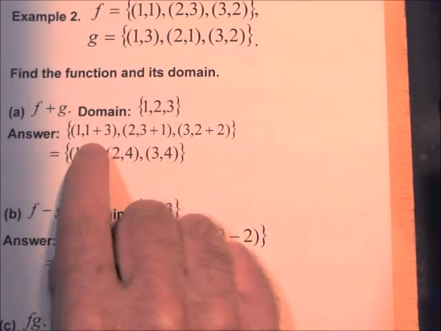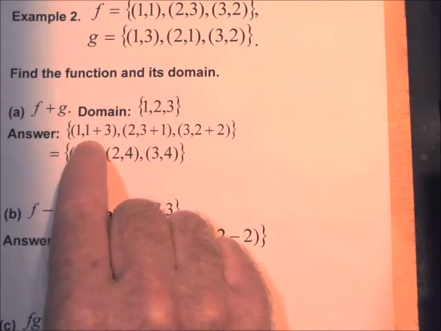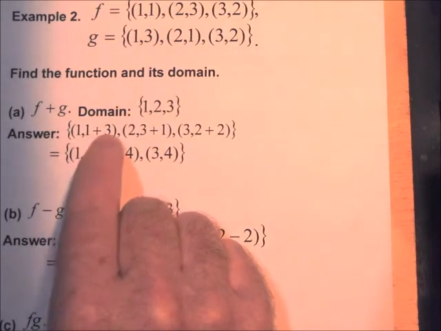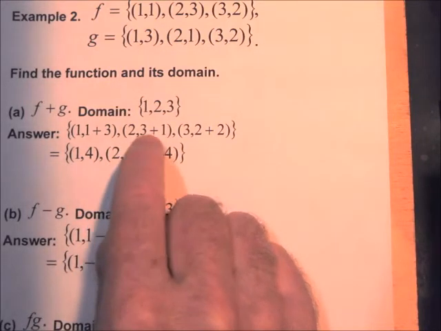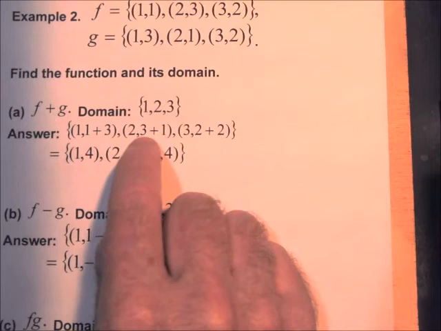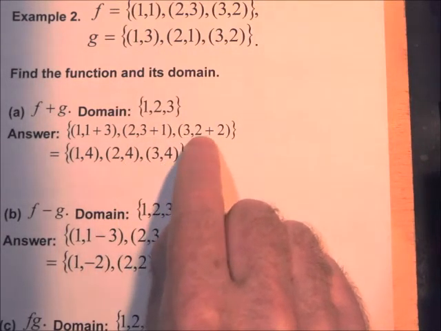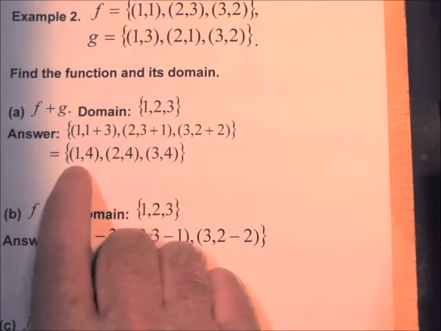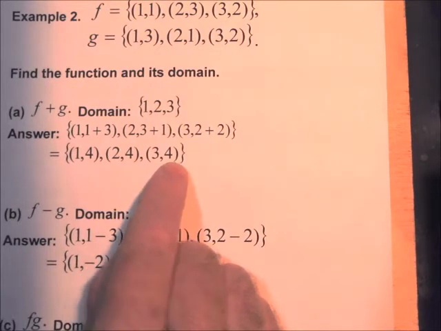well, when the input is 1, f is 1 and g is 3. So f plus g will be 1 plus 3, which is 4, if the input is 1. If the input is 2, f is 3 and g is 1, so f plus g will be 3 plus 1, which is 4. If the input is 3, f is 2, g is 2, the output will be 2 plus 2, which is 4. So the combined function f plus g will be (1, 4), (2, 4), and (3, 4).